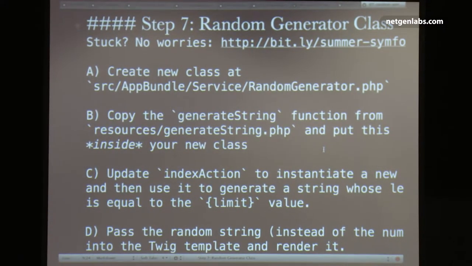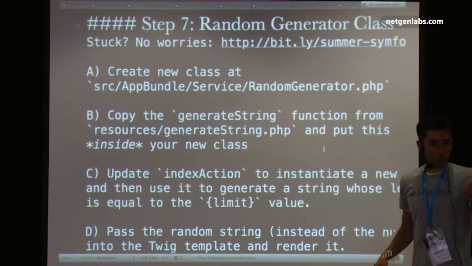This whole step has nothing to do with Symfony. This is just us taking a step towards organizing our code. So steps A and B are us creating a class, and then I've already built a simple function called generateString. It's a function that generates a random string that I want you to copy into that class. So we're building a utility class that can generate random strings.